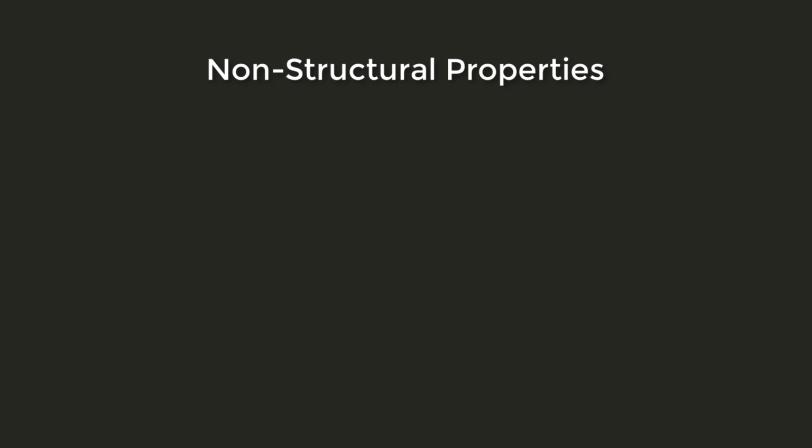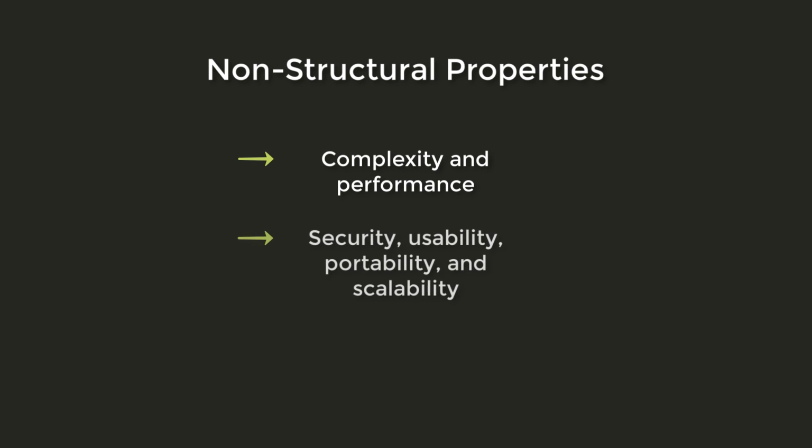When we think of properties we want to control in our systems, we most often think of complexity and performance. But you might also be thinking about security, usability, portability, and scalability. These are all other valuable properties as well. But one we don't want to underestimate is the importance of source code being readable.